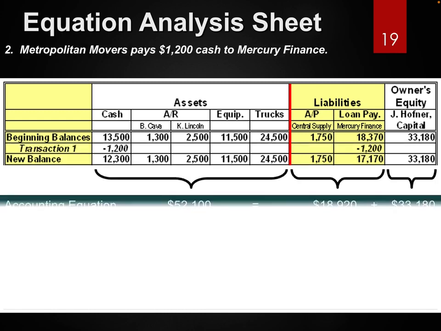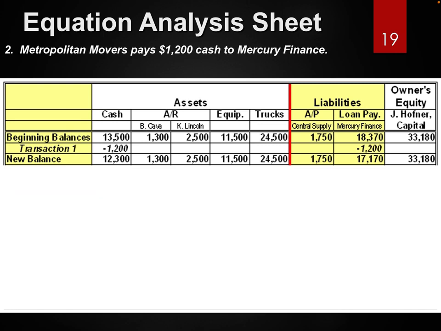And so if we look at this, we see Metropolitan Movers pays $1,200 cash to Mercury Finance. So think about it for a moment. If you look at it, what accounts are being affected? Well, we know if we're paying cash, cash is going down. So it's minus $1,200 to cash. If we look at Mercury Finance, it's minus $1,200 to there because we're paying off the amount we owe them, our portion of the amount we owe them. And you can see the new balances put below, okay? And so that's essentially what we're doing.